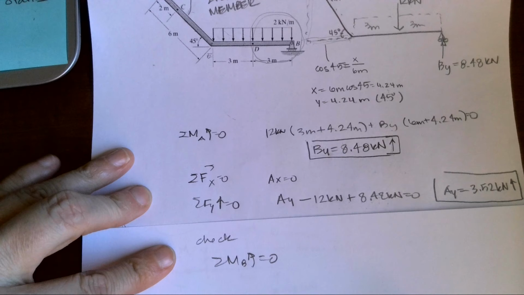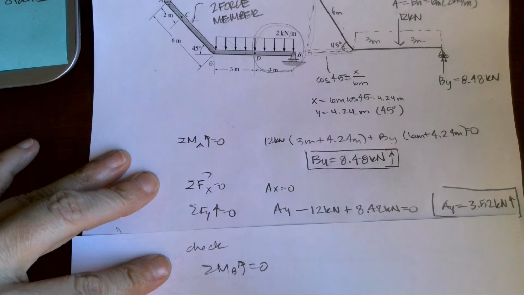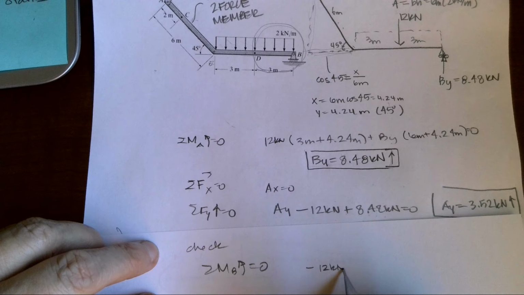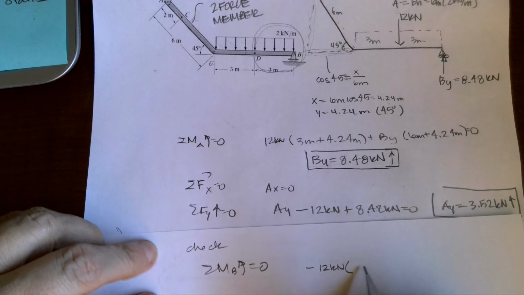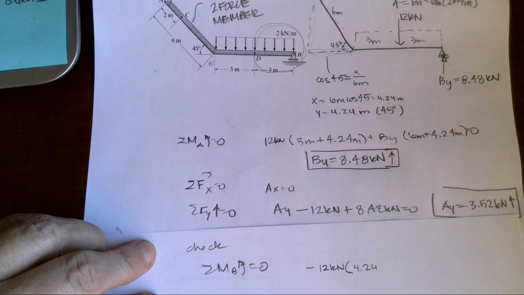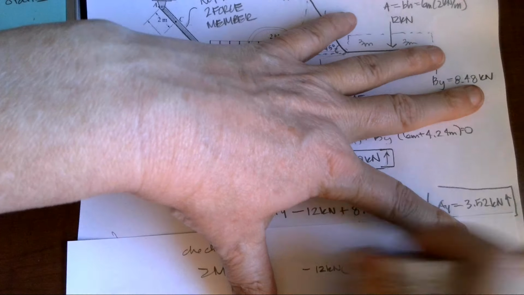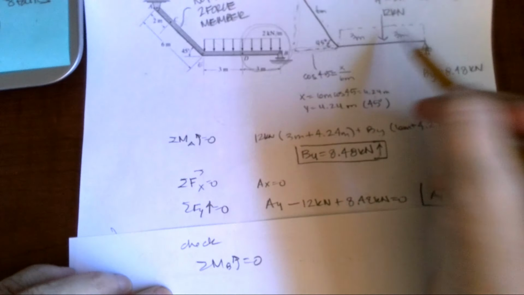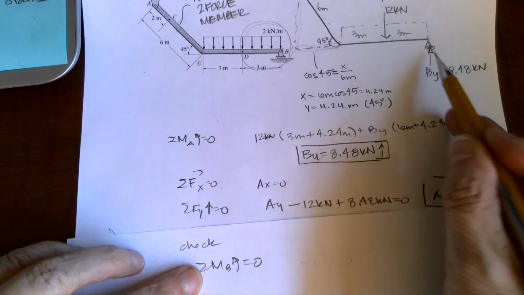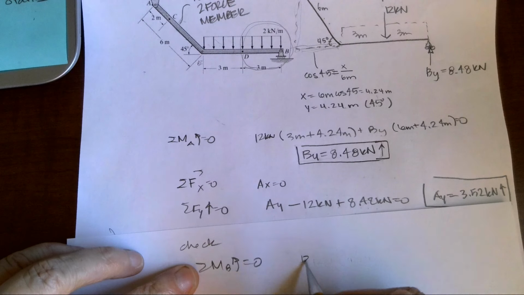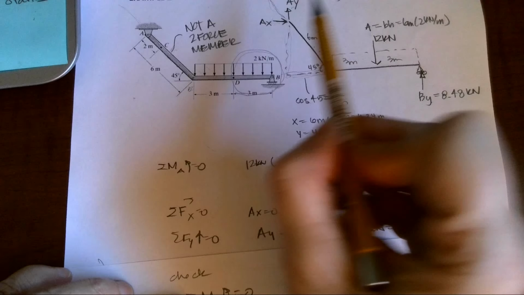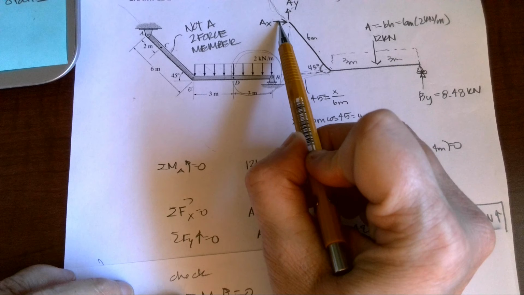I'm going to back this up a little bit. I would have a negative 12 kilonewtons from my load times 4.24. Oh, I'm going about A again. Got to pay attention to what I'm doing. I'm going to go about B this time. So if I sum the moments about B, I'm going to have 12 kilonewtons times 3 meters. I'm going to look back up here, note that AX is 0. We don't have any forces in the X direction.